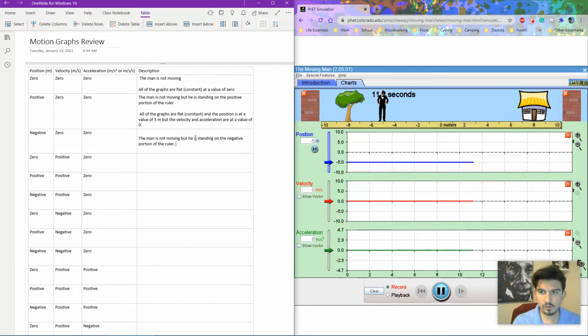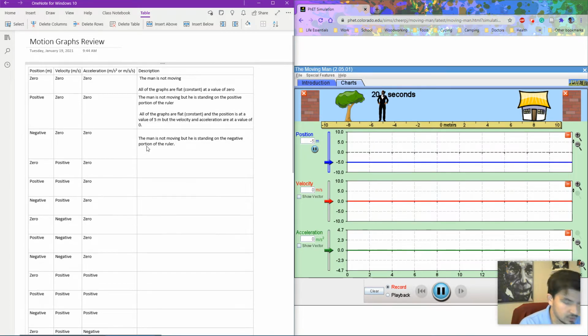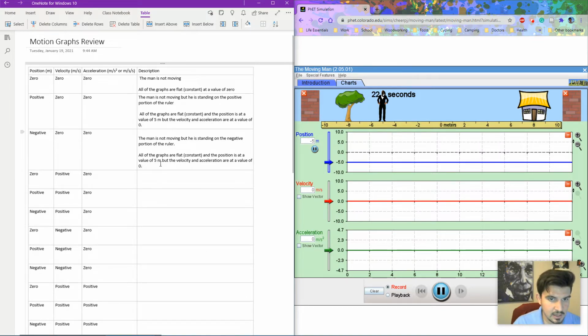Okay, so all this depends on is where we set our 0 point on the ruler. So because we set the 0 right in the middle, when the position was positive, we just meant he was right of 0. And when the position was negative, he was left of 0. But the rest of this we can copy and paste from our last description because they're all flat and constant. The only thing that changes is that his position value is now negative 5 meters. Okay, so those are the easy ones, no motion.